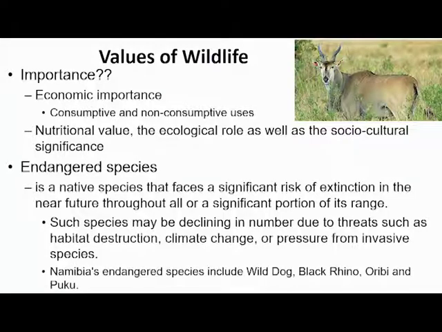So we do have endangered species. An endangered species is a native species that faces a significant risk of extinction in the near future throughout all or a significant portion of its range. Such species may be declining in number due to threats such as destruction of habitat, climate change, or pressure from invasive species. Our Namibian endangered species include wild dog, black rhino, Oribi and puku. So you should be able to mention some of those and be able to discuss or explain what an endangered species is.